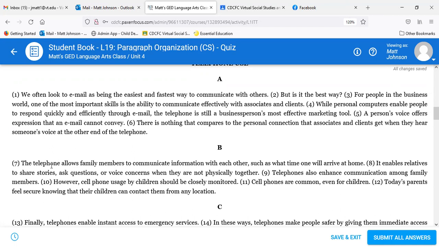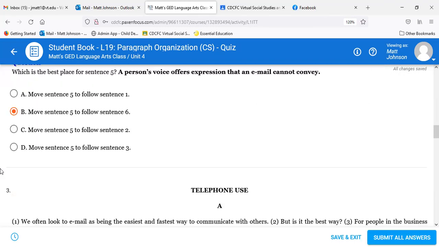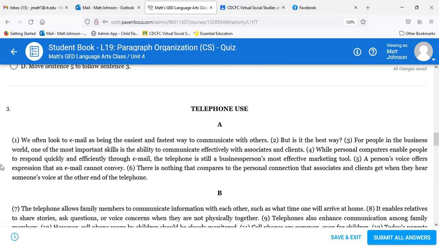So it flows a little better there, and we're ending with making that point about the difference between email and talking to somebody on the phone. So that flows a little better by putting sentence 5 after sentence 6, right? Just a little better organization. So B as in boy for 2.